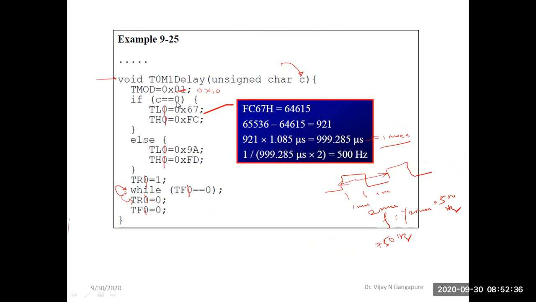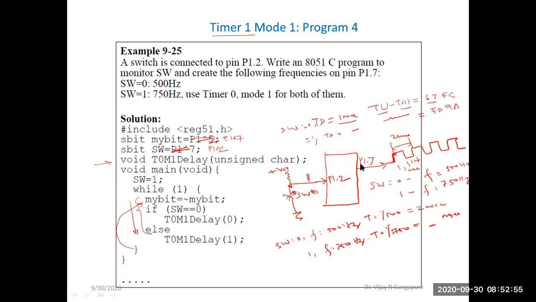If the switch is 0, I am loading 67 FC in TL1 and TH1, and if the switch position is 1, I am loading 9A and FD into TL1 and TH1. So in this way I am generating square waves of two frequencies at pin number 7 of port 1, depending on the switch position connected to pin number 2 of port 1.